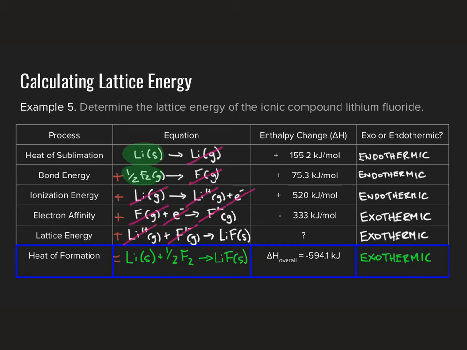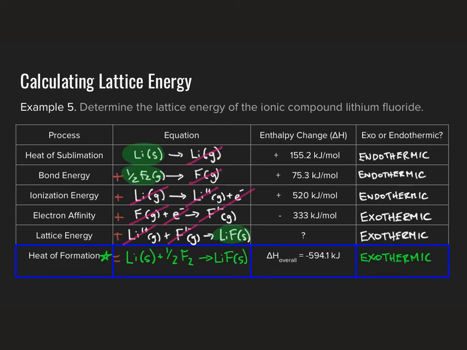And the only thing that didn't cancel out on the product side is the lithium fluoride from the lattice energy step, which means the sum of those first 5 steps of the reaction, the heat of sublimation, the bond energy, the ionization energy, the electron affinity, and the lattice energy, the sum of all of those equations yields the overall equation for the heat of formation reaction of lithium solid plus 1/2 F2 gas forms lithium fluoride solid. And to apply Hess's law then, I know that the overall energy change of my heat of formation reaction must therefore equal the sum of the individual energy changes of all of those steps.